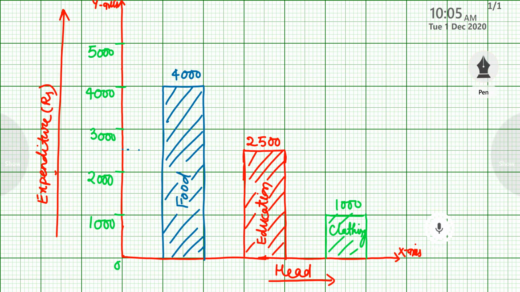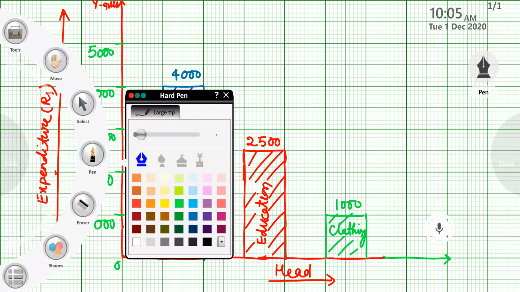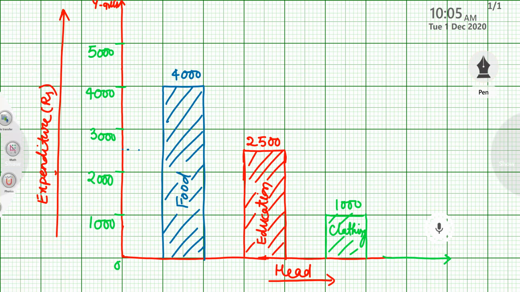And the last one is house rent, 3500. How for house rent, 3500. This 3500 will be here only.